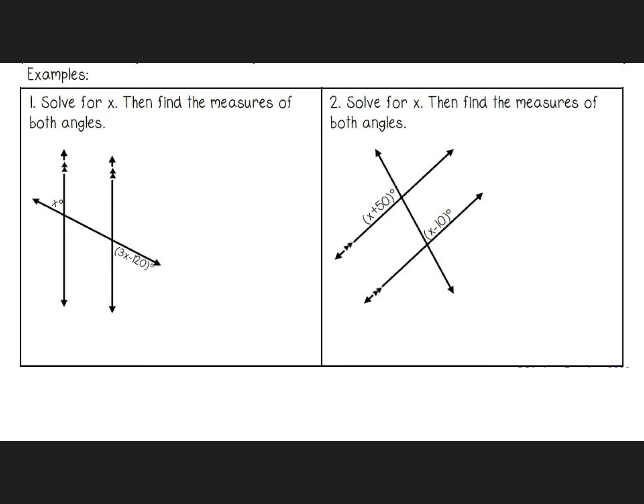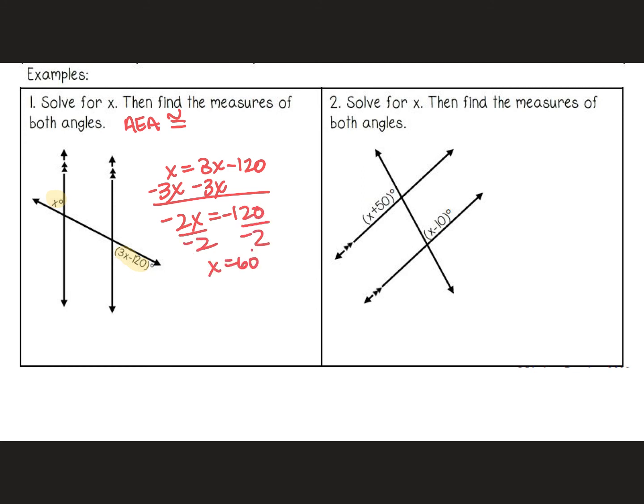So when I look at the angles first, I attempt to classify them. So I notice that they are on the outside of the parallel lines, so we're looking at exterior, and they're on opposite sides of the transversal. So these would be alternate exterior angles. And alternate exterior angles are congruent, which means we would set these two equal to each other. So moving the x to the left here, I get negative 2x equals negative 120. Divide by negative 2, and x is 60.